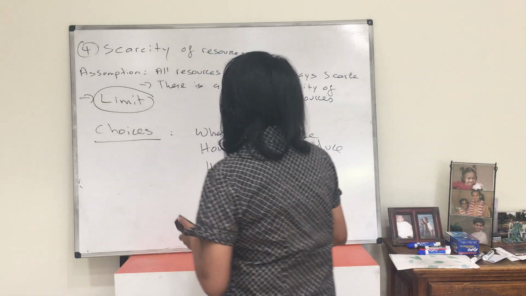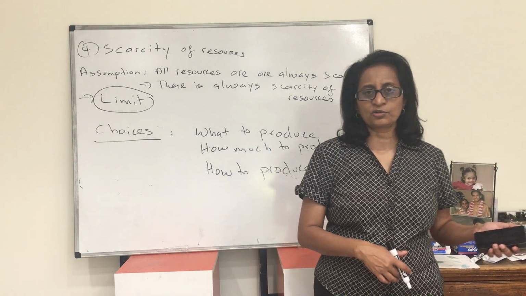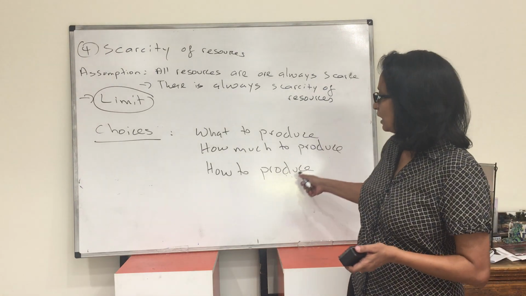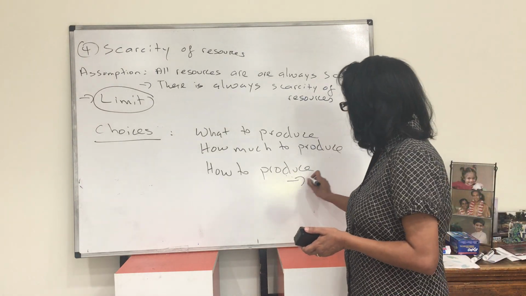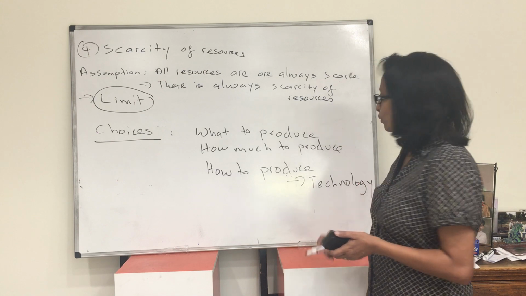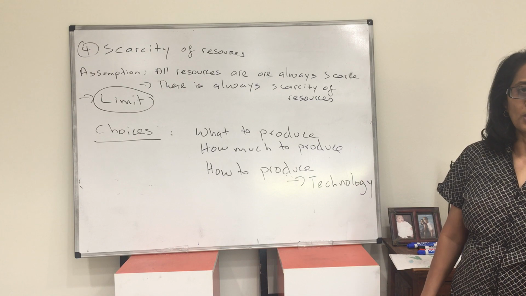So a firm, a company, is thinking, what do I make? Should I make tables and chairs? Do I have the resources for both tables and chairs? How many of them do I make? How to produce has to do with what technology you use. How are you going to make the product? What types of resources do you have for you to know how you're going to make the product?